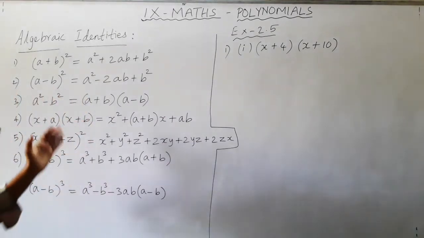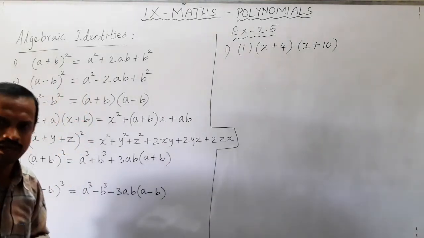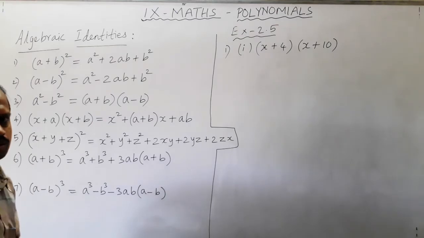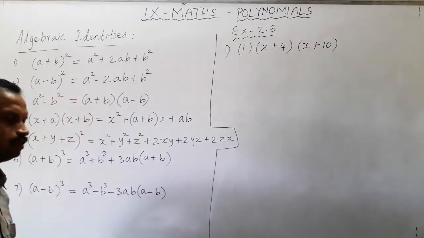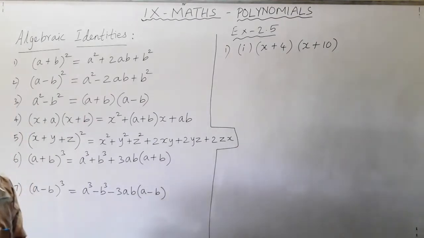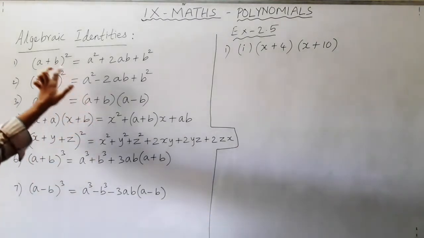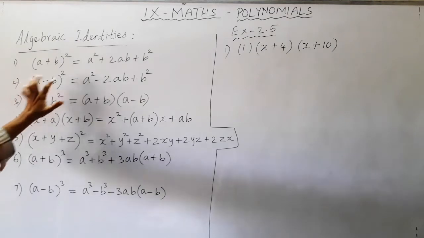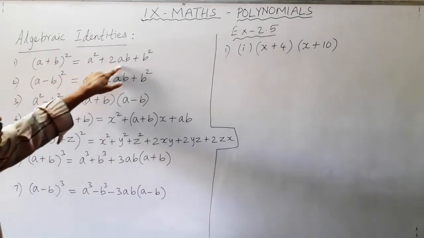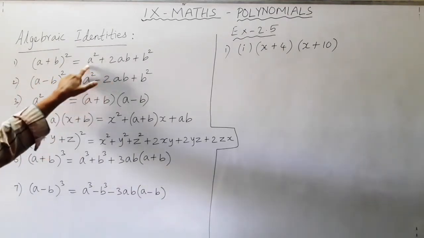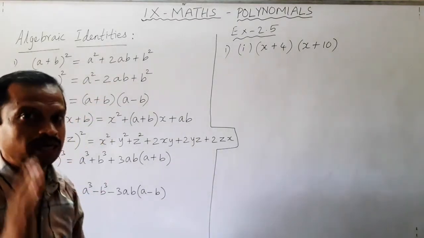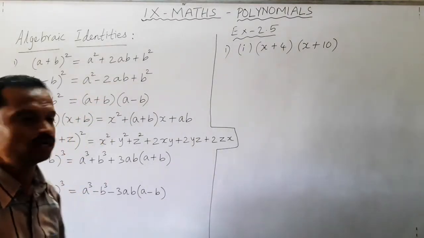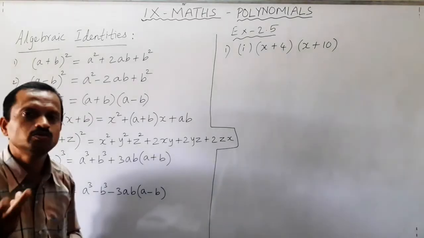Okay, and then (a minus b) whole square. You just see how I am reading. Okay, (a minus b) whole square equal to a square minus 2ab plus b square. So what's the change? Here plus, here minus. In the ab term only the sign changes. The other two terms are the same. The a square and b square terms are the same. Like that we can compare and analyze. So this is very important. Okay. Then only it will be easy to memorize.